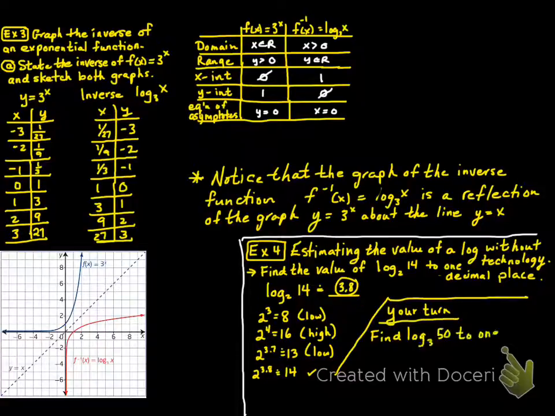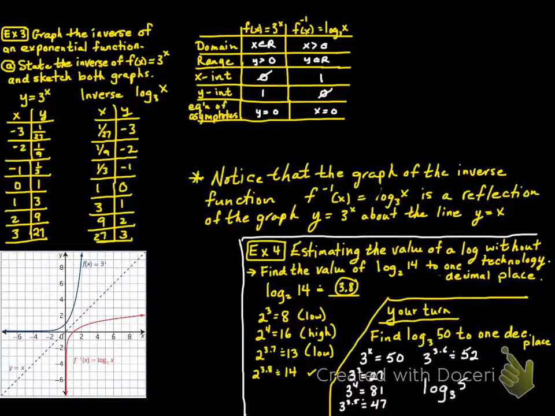In your turn, find the log base 3 of 50 to 1 decimal place. So here we're going to say 3 to the power of x is 50. 3 to the power of 3 is 27. 3 to the power of 4 is 81. Go halfway, 3 to the power of 3.5 is about 47. And 3 to the power of 3.6 is about 52. So 3.6 is closer. We can say that the log base 3 of 50 is approximately 3.6.